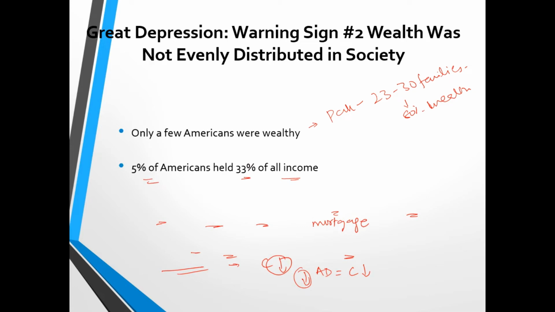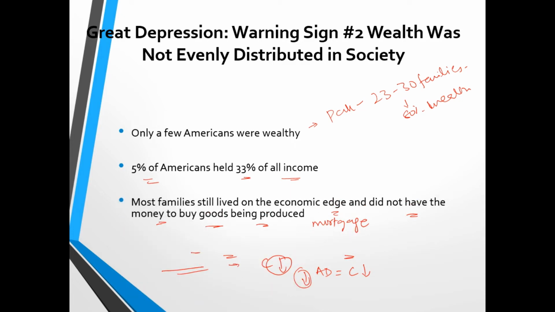Then the second sign, only a few Americans were wealthy. In Pakistan, 23 to 30 families controlled like 80% of the wealth. That was the statistic previously. 5% of the Americans had 33% of the income. Many families lived on the edge. A similar condition is there right now. There is a lot of mortgage and student loans and each and everything prevalent in the US.